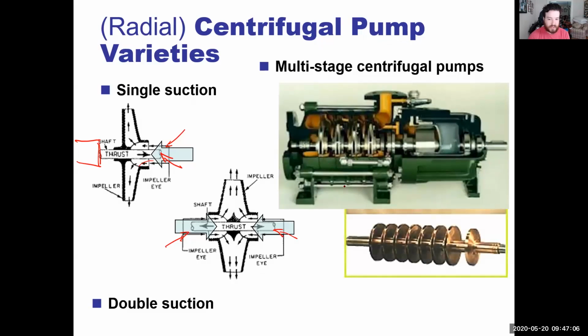And then you can have multi-stage, where basically you just have multiple impellers going along. So each impeller feeds the next.